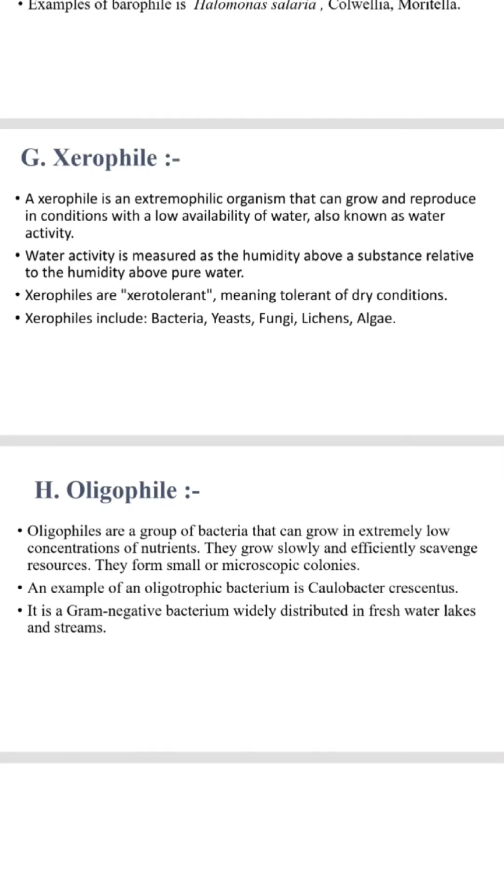Then the next type is oligotrophs. Oligotrophs are a group of bacteria that can grow in extremely low concentrations of nutrients. They grow slowly and efficiently scavenge resources. They form small, microscopic colonies. An example of an oligotrophic bacterium is Caulobacter crescentus. It is a gram-negative bacterium widely distributed in freshwater lakes and streams.